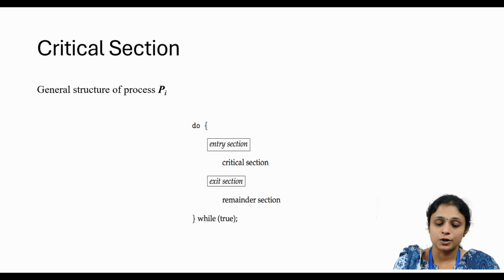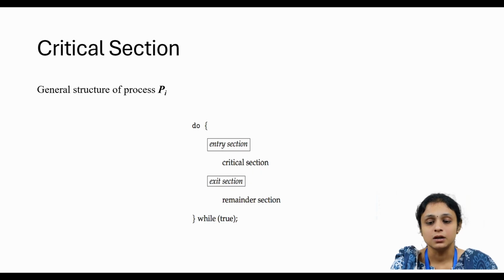Once the producer finishes his production, he comes into the exit section. The exit section is a place where he unlocks the critical section. This unlocking is done just to ensure that the other processes are able to access the critical section in the future. Then he comes out from the loop. So this is the process of a producer.